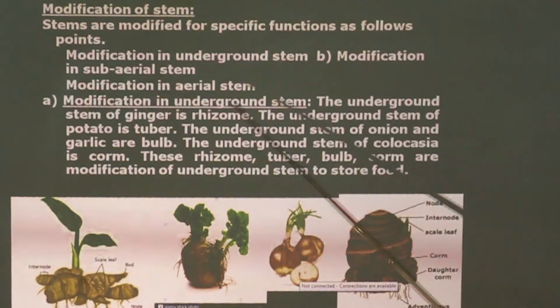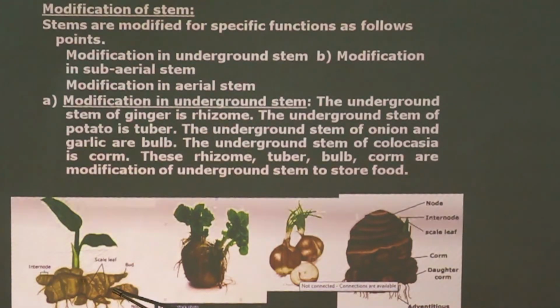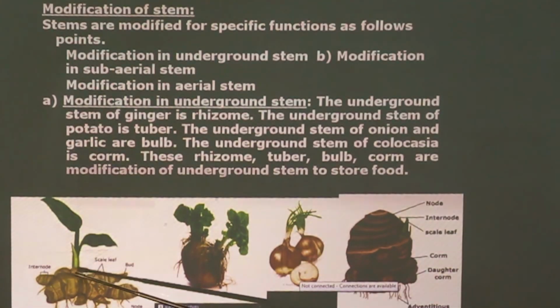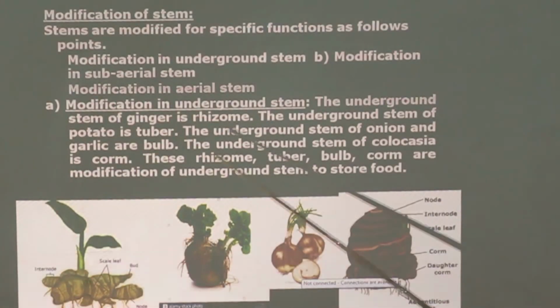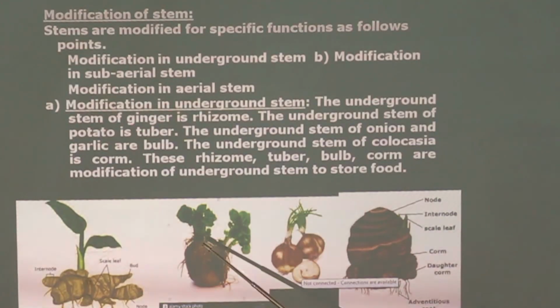The underground stem of ginger is a rhizome. This is a rhizome, and the rhizome is a stem. It is not a root because it has scaly leaves and roots, and it stores food. The underground stem of potato is a tuber. This is a potato, and it is not a root, it is also an underground stem, and it stores food.